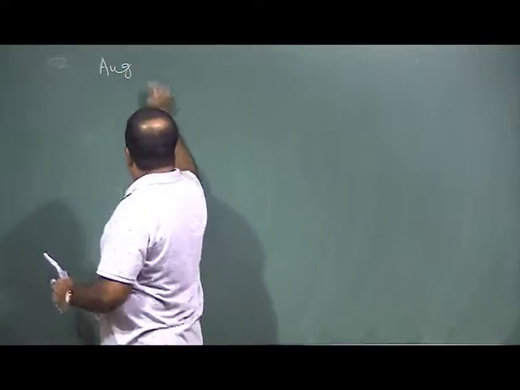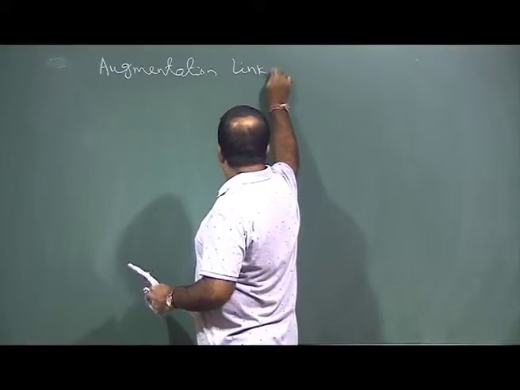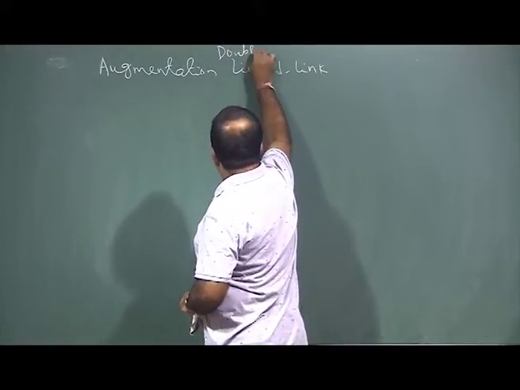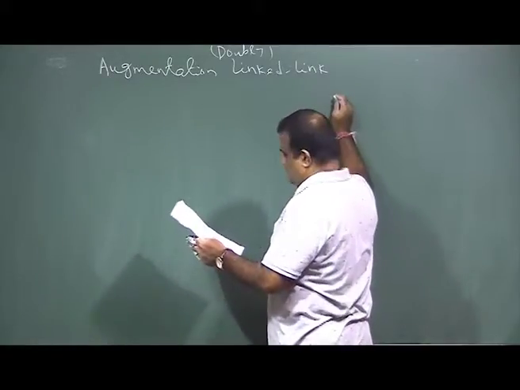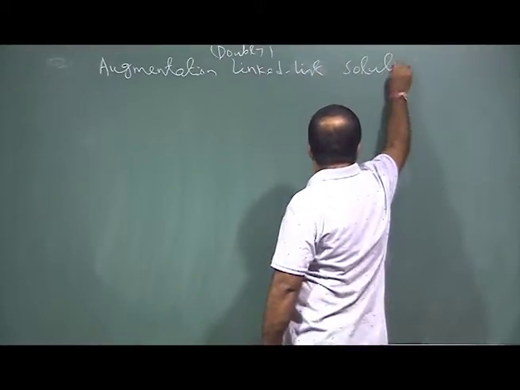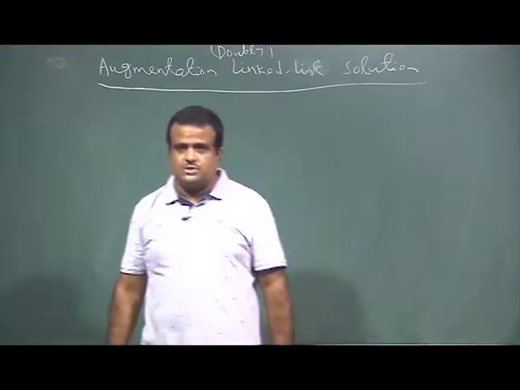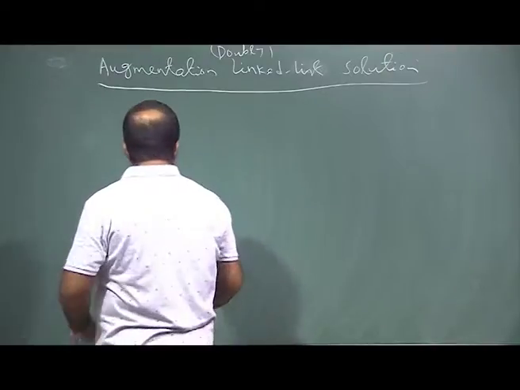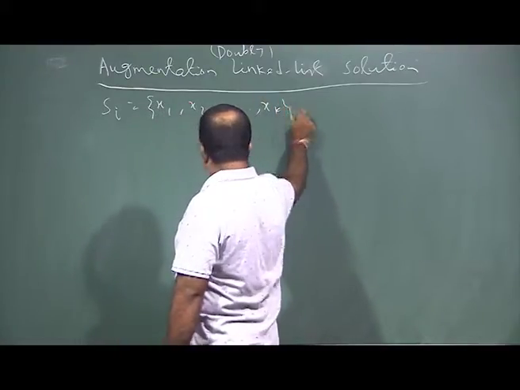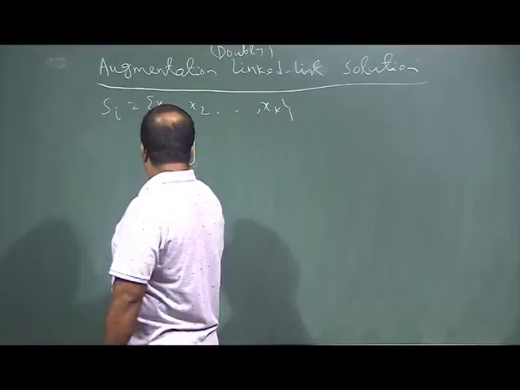Augmentation on the linked list. We have a linked list solution, which is basically the doubly linked list. We will do some data structure augmentation in the doubly linked list to get better performance on these operations. Just to recap, we have a set Si, which is x1, x2, ..., xk. Now, what is our data structure? Our data structure is simply a doubly connected linked list. So, x1, this is our Si.